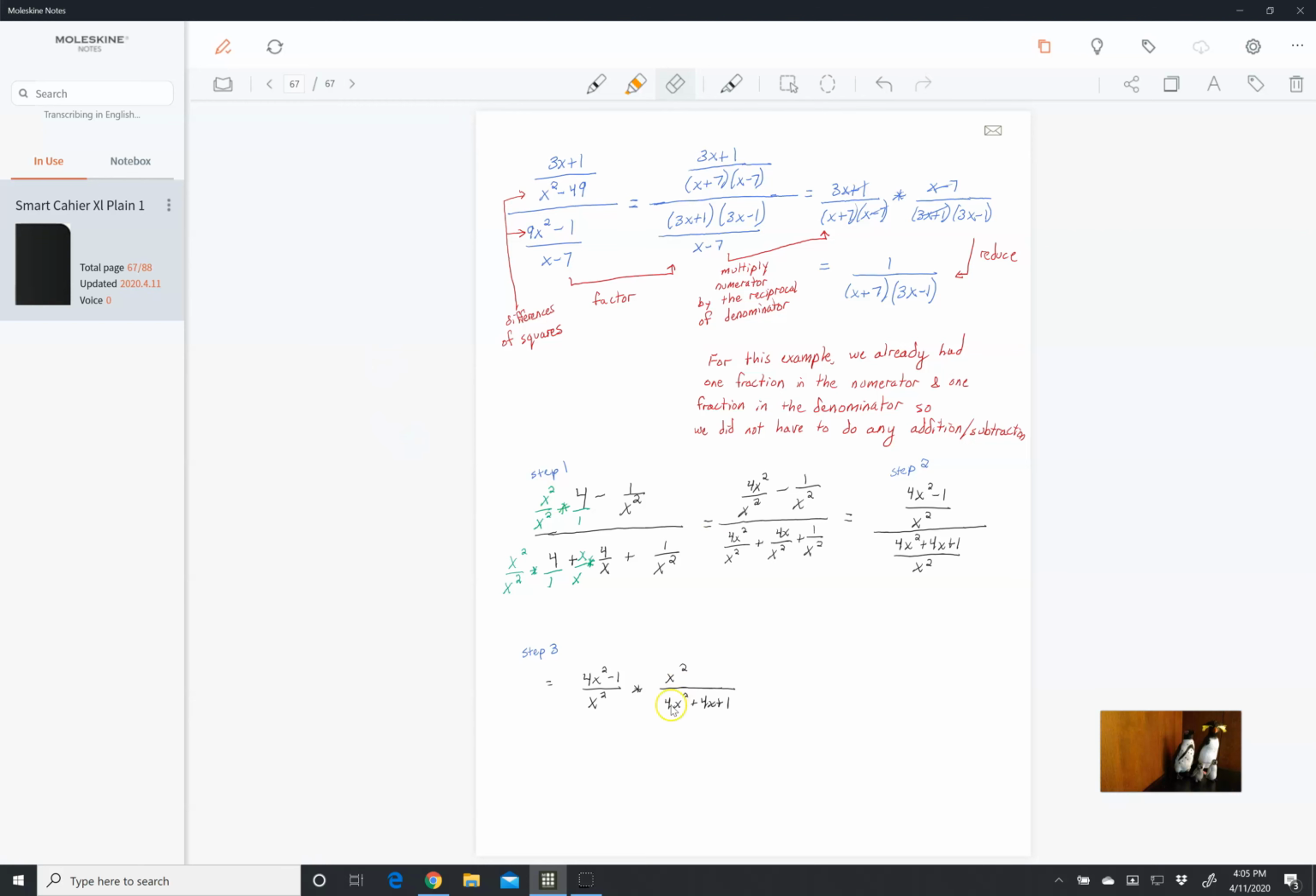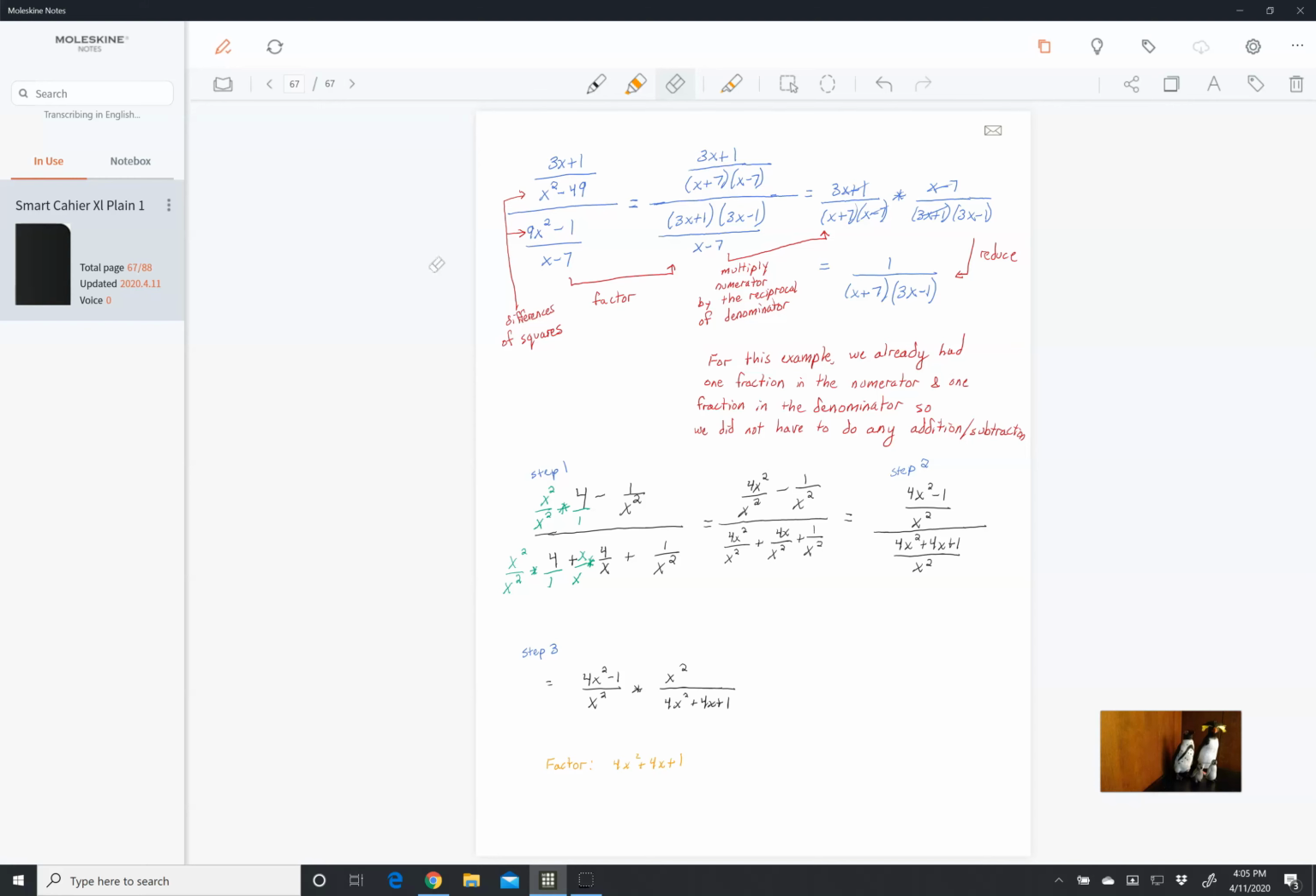Okay. And this 4x squared plus 4x plus 1 is actually factorable. So I'm going to go through and factor it here. I'll go through the steps with you. We multiply, so we're factoring. I'll do this in a totally separate color. This 4x squared plus 4x plus 1.